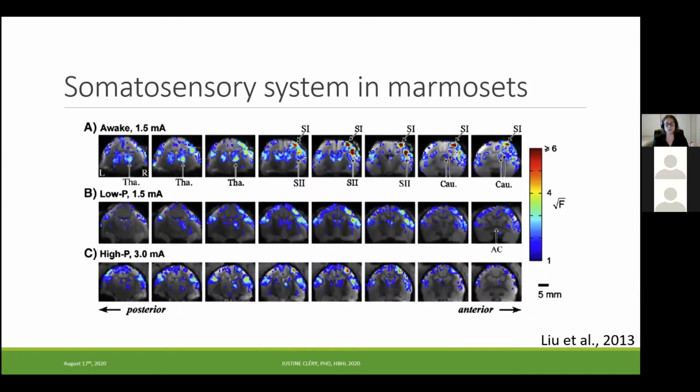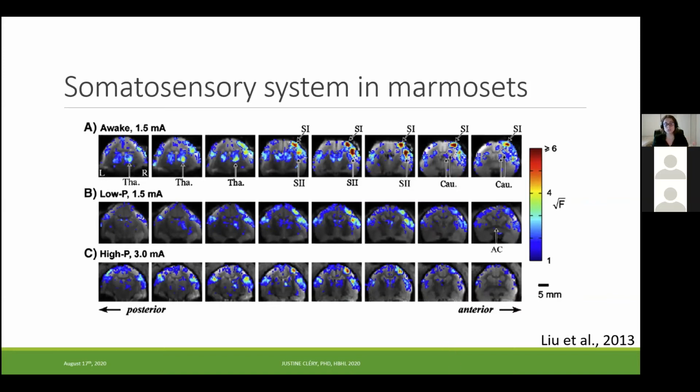Recently, Dr. Alfonso Silva and his team successfully acquired functional MRI in awake marmoset. They explored the difference of brain activation in response to somatosensory stimulation applied to the wrist between awake condition and anesthetized condition. They observed significantly attenuated response in S1, S2, and in subcortical areas such as the thalamus and the caudate in anesthetized condition compared to awake condition.